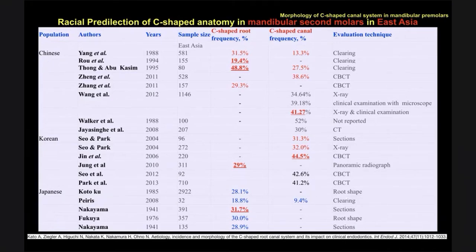Numerous studies proved the racial predilection of C-shaped anatomy in mandibular second molars. And this table shows the prevalence of C-shaped root and C-shaped canals in the mandibular second molars from East Asia. This table shows the Chinese, the Korean, and the Japanese population. They all had a relatively high incidence of the C-shaped root and the high incidence of C-shaped canal. It ranges from 19% to 49%.